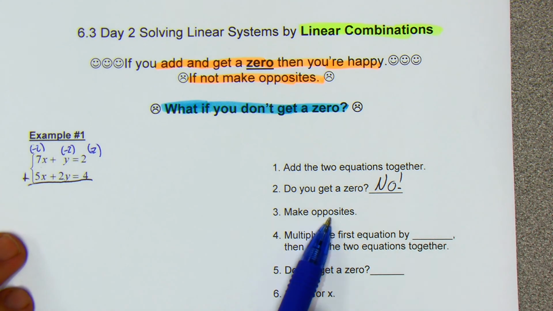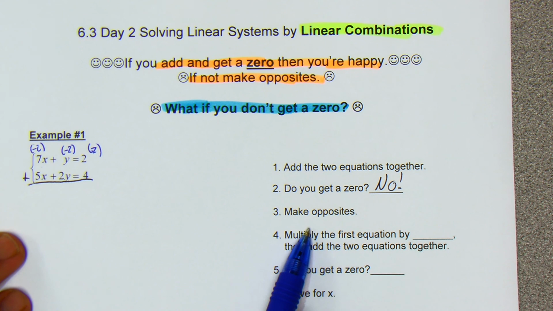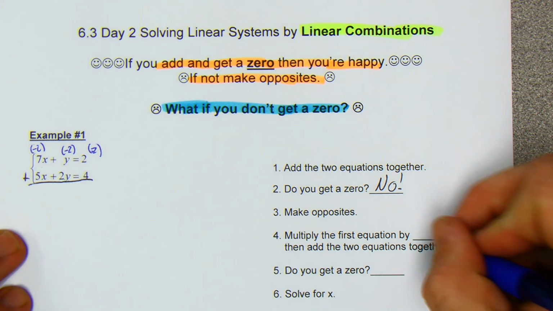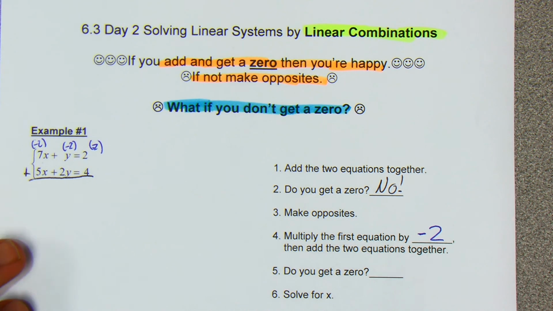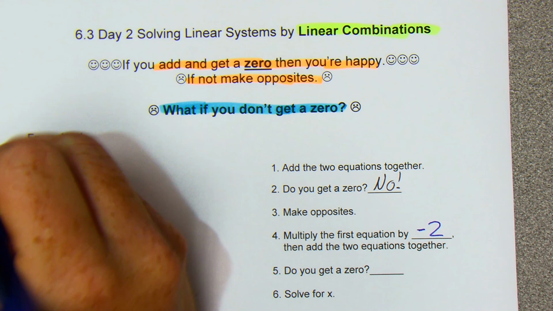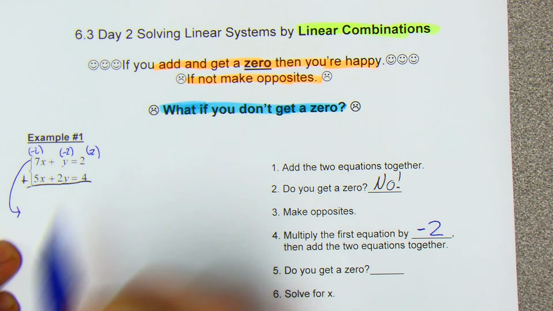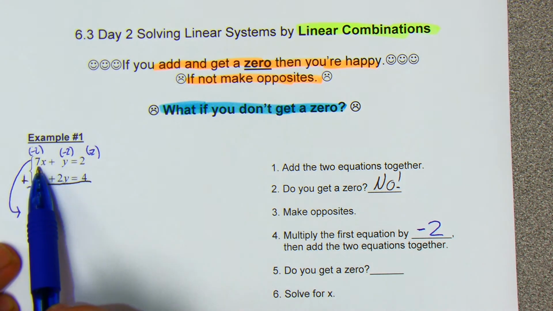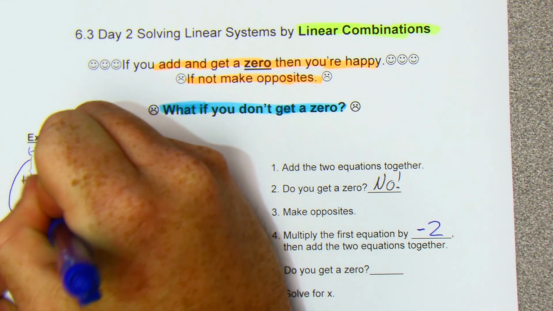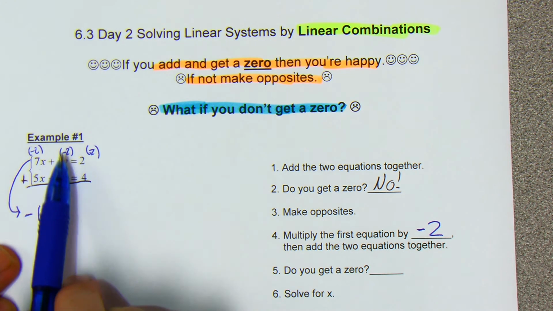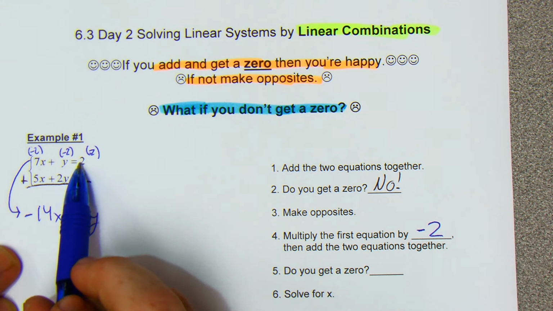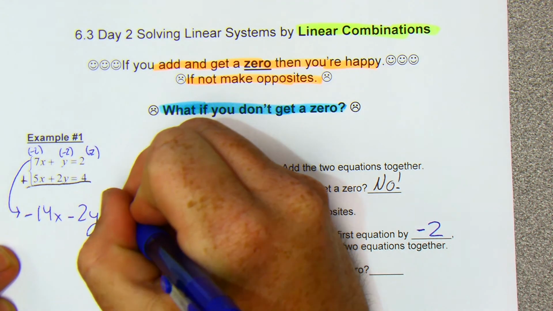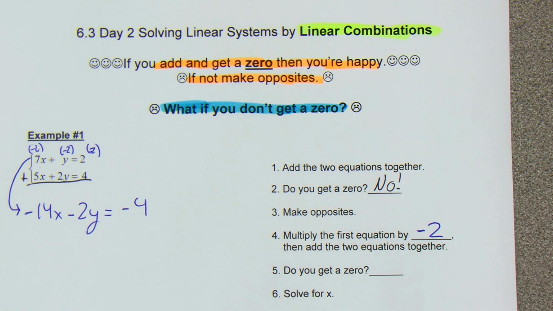So I'm multiplying everything by -2, and you will see what that does. Do you get a 0? No. So we make opposites, multiply the first equation by -2, and then we add the equations together. When I multiply everything by -2, I get -2 times 7x, that's -14x. Then -2 times y is -2y, and 2 times -2 is -4. So now after I multiplied by -2, that's what I get.